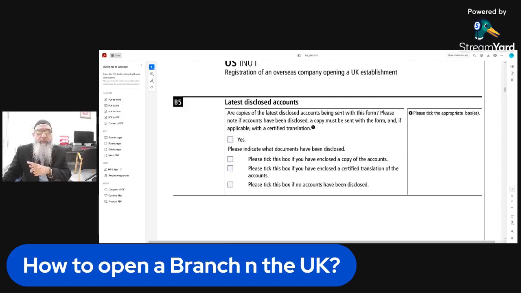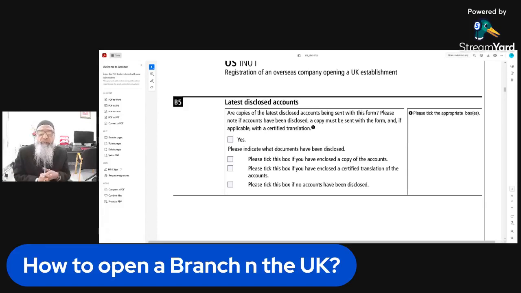Latest disclosed accounts: are copies of the latest disclosed accounts being sent with this form? Please note, if accounts have been disclosed, a copy must be sent with the form, and if applicable, with a certified translation. In case the accounts are in a different language, obviously we need to submit a certified translation. What are the different requirements for translations? You can contact us and we will give you the necessary details about translation requirements. So either yes or please indicate what documents have been disclosed.